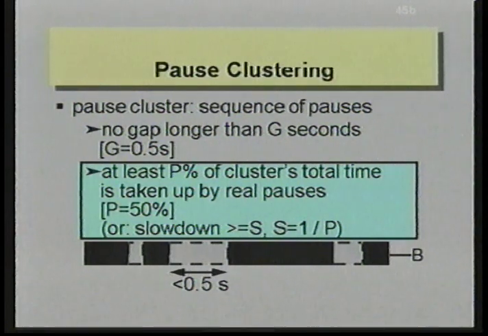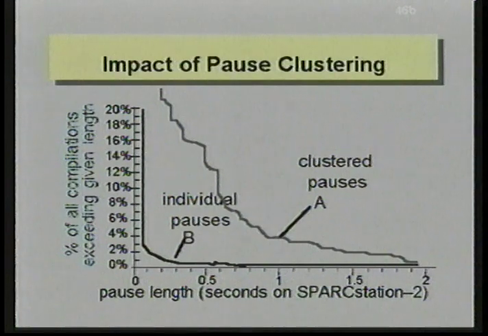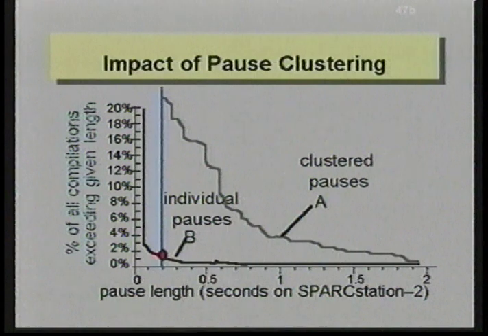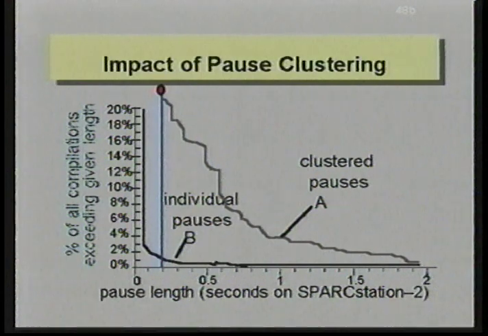Now, what kind of a difference does that make in a real system? We have measured the Self system and seen the impact of pause clustering. This graph here shows the pause length on a SPARCstation 2 on the x-axis and the percentage of all compiles that exceed a given length on the y-axis. Now, if we asked, for example, what percentage of our pauses exceed 0.2 seconds, the answer is going to be either less than 1% if we measured individual pauses, or way more than 20%, 30% in fact. So the difference between the two answers is enormous.